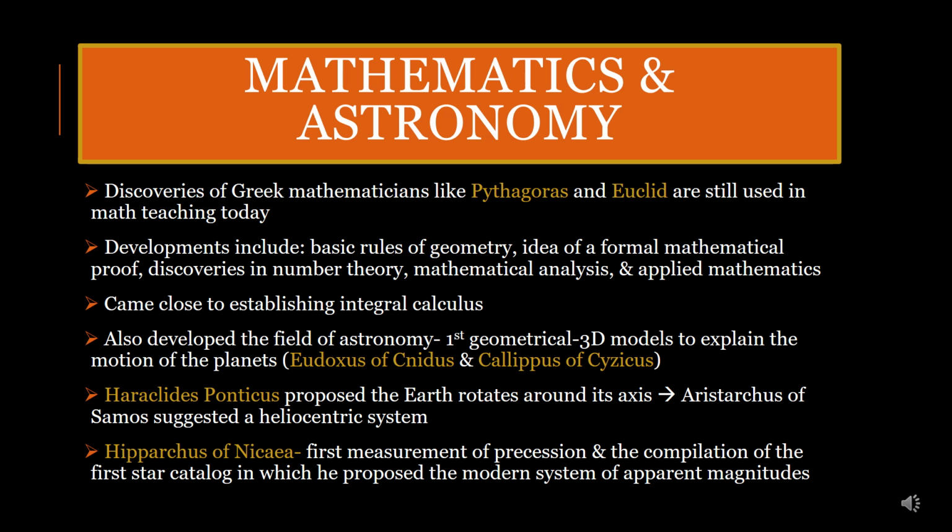Their younger contemporary, Heraclides Ponticus, proposed that the Earth rotates around its axis. In the 3rd century BCE, Aristarchus of Samos was the first to suggest a heliocentric system. In the 2nd century BCE, Hipparchus of Nicaea made a number of contributions, including the first measurement of precession and the compilation of the first star catalog, in which he proposed the modern system of apparent magnitudes.